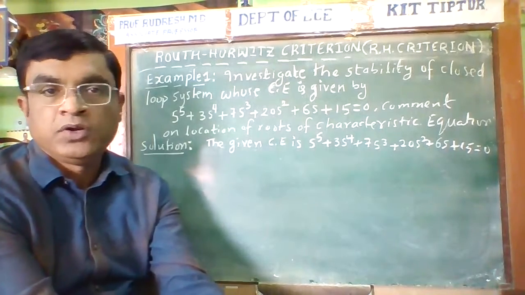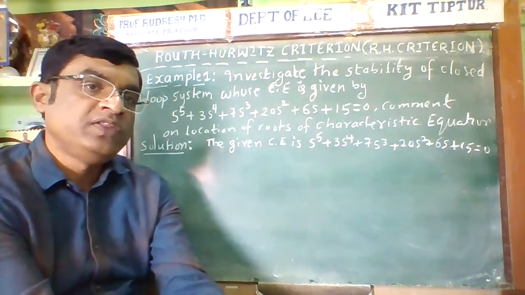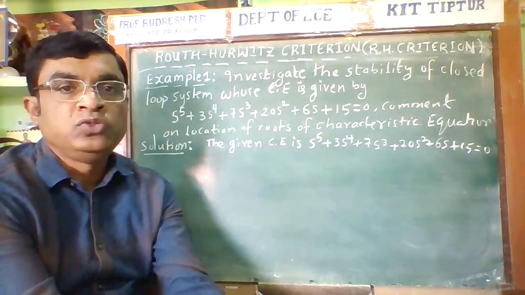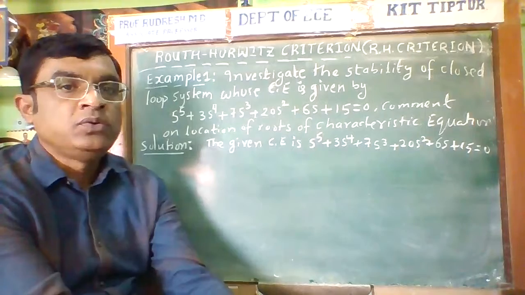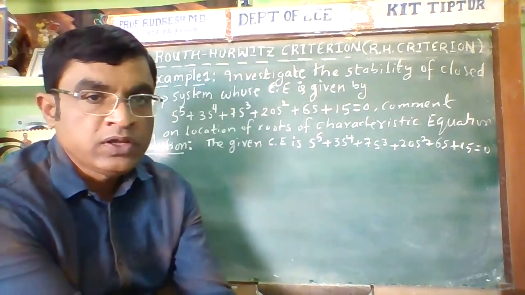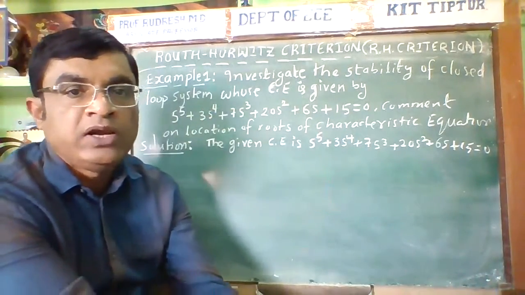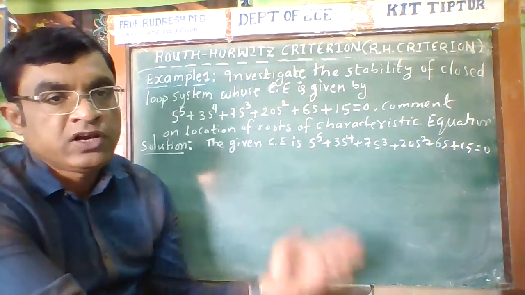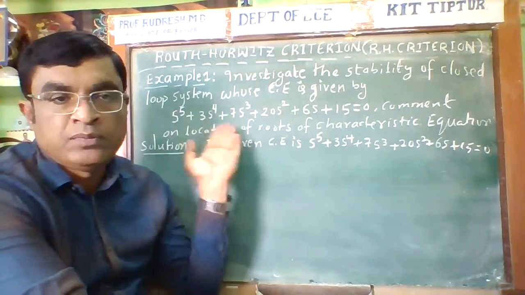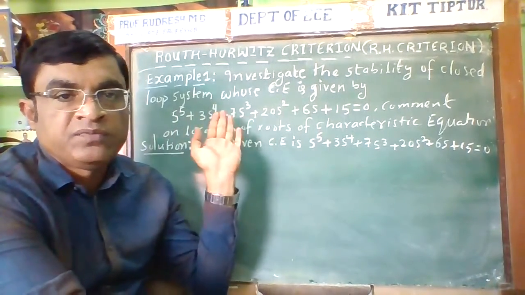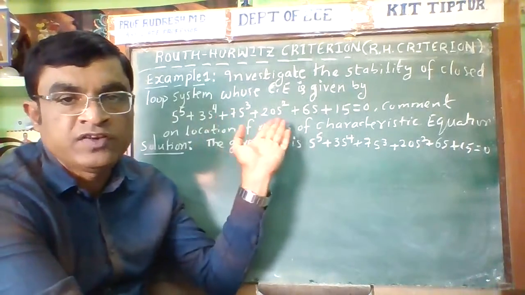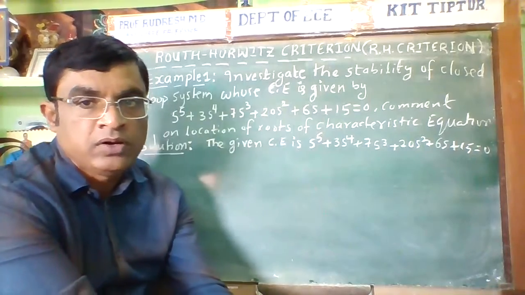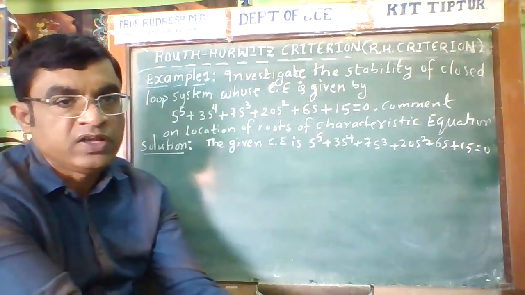Here in today's session, I'm going to consider another simple example for understanding the Routh-Hurwitz RH criterion. The given example is to investigate the stability of the closed loop system, verifying the stability of the given system represented by the characteristic equation. This is one type of problem. In the first type of problem, I will directly give the characteristic equation, and you find out whether the system is stable or unstable, or comment on the location of roots of the characteristic equation.